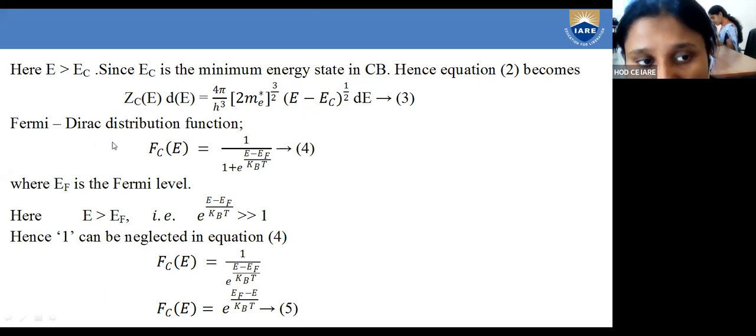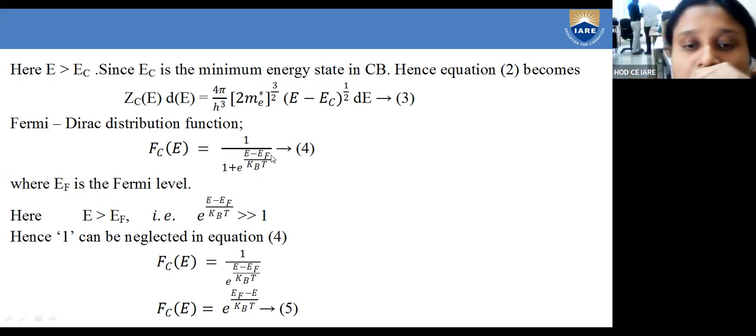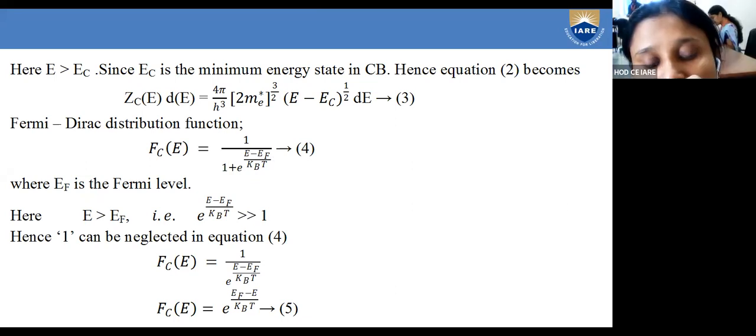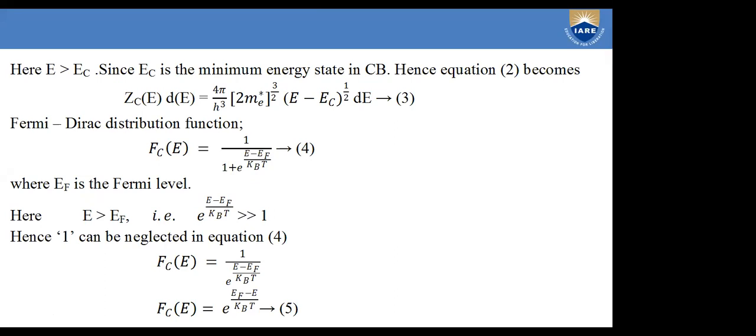Then next, talking about the Fermi-Dirac distribution function. What is the formula for the Fermi-Dirac distribution function? 1 by 1 plus exponential E minus EF by kT. Right, students? I think I have told you what EF is. What is the name for EF? Fermi energy level.